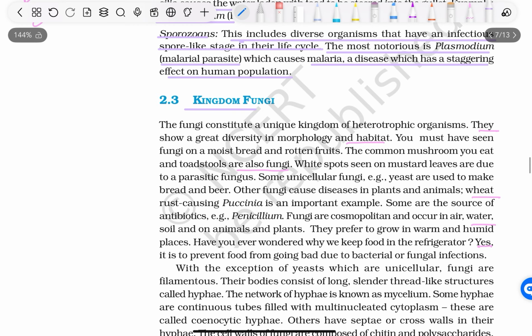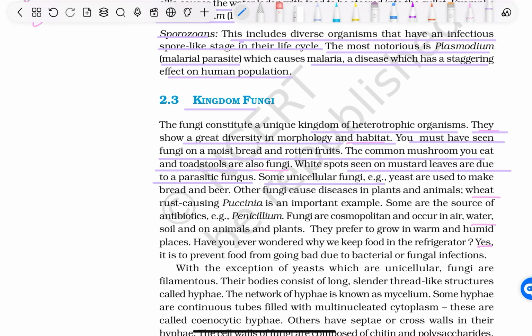Kingdom Fungi. Fungi constitute a unique kingdom of heterotrophic organisms. They show a great diversity in morphology and habitat. You must have seen fungi on moist bread and rotten fruits. The common mushroom you eat and toadstools are also fungi. White spots seen on mustard leaves are due to a parasitic fungus.